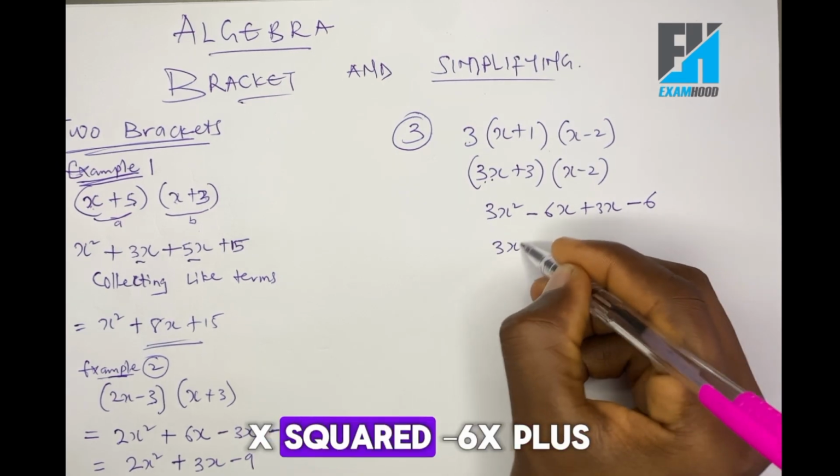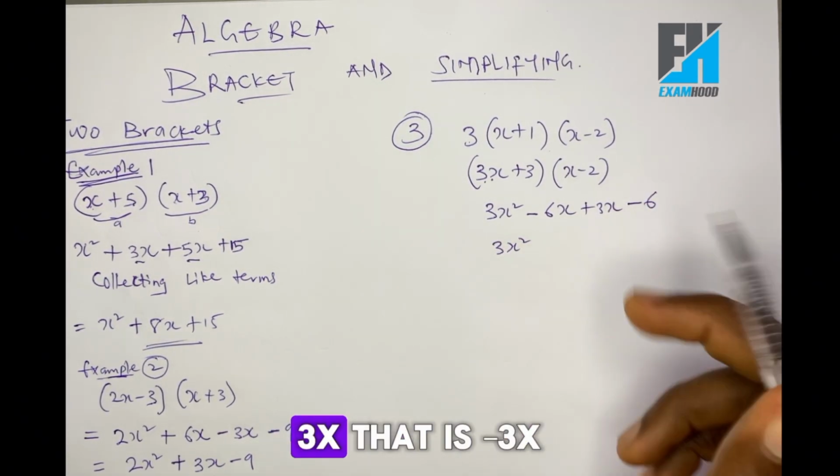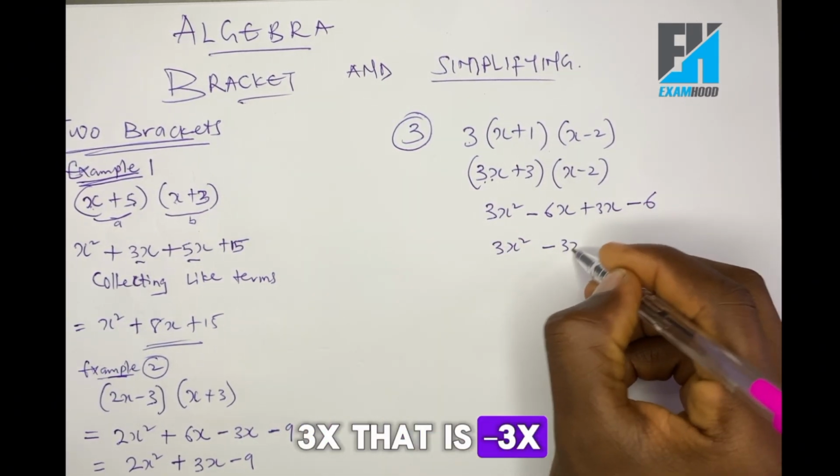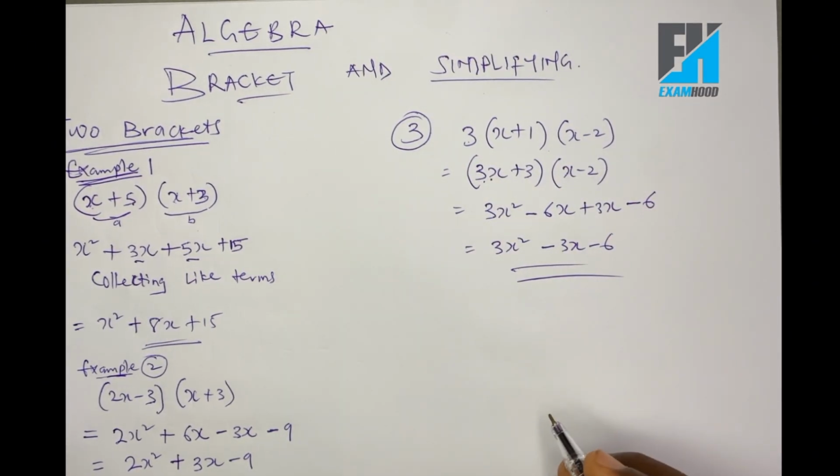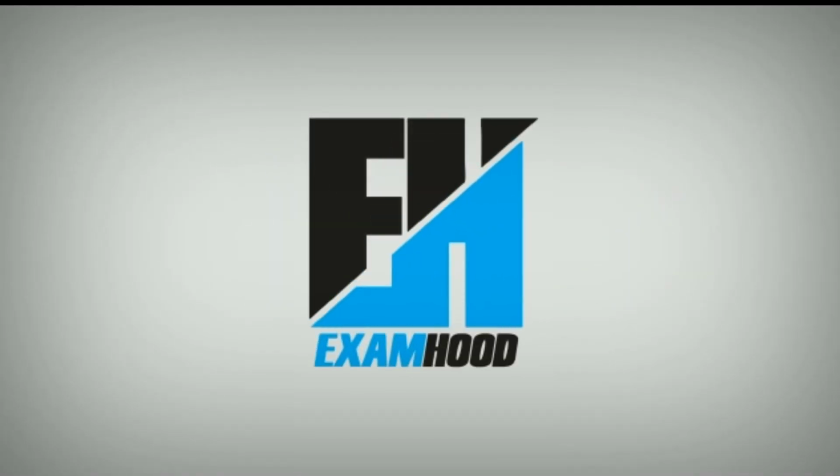So we have 3x squared minus 6x plus 3x, that is minus 3x, minus 6, and then that is your answer. See you in the next video.